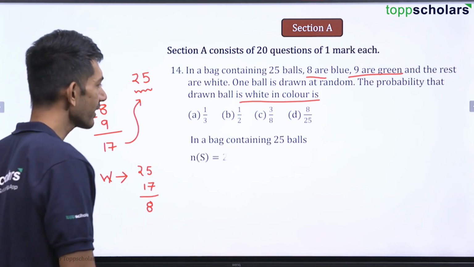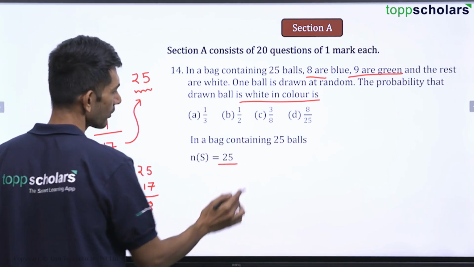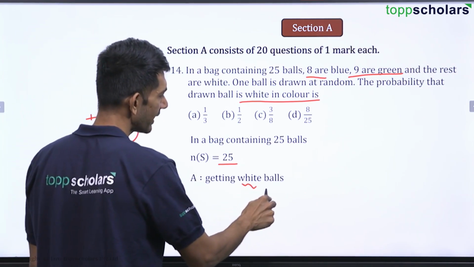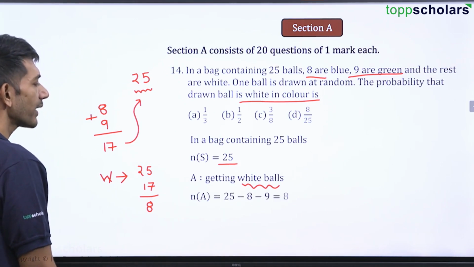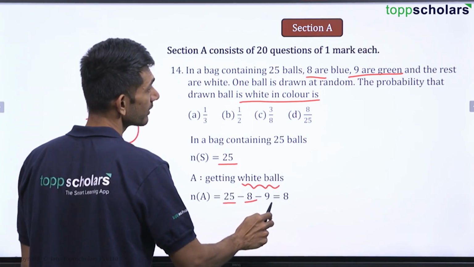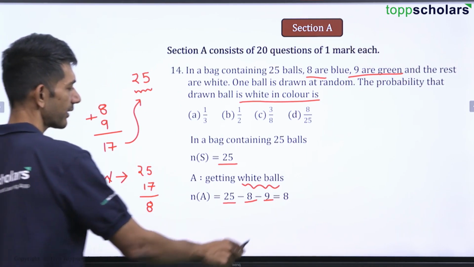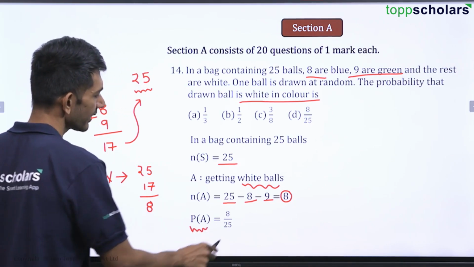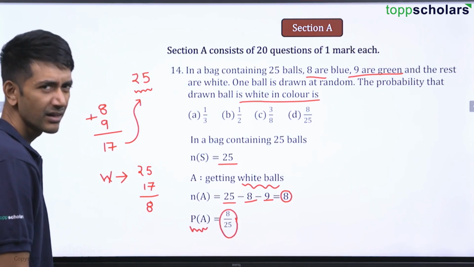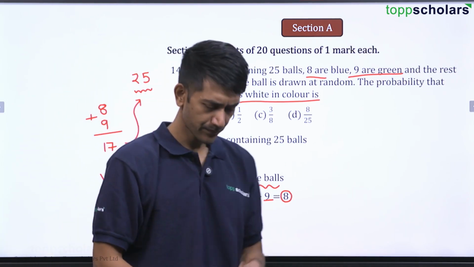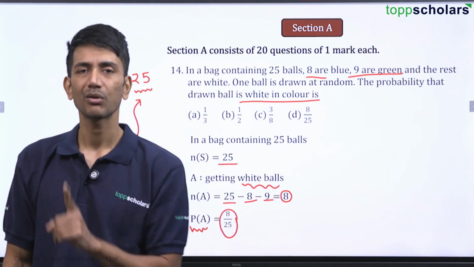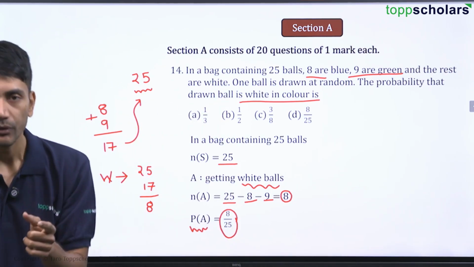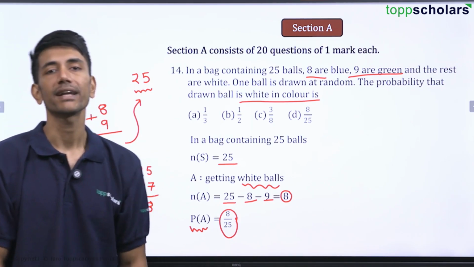So in a bag containing 25 balls, that is the total number of balls are 25. So n of S is 25. Then let A be an event of getting white balls. Number of white balls are going to be 25 minus 8 blue minus 9 green, that is 8. So I can say that the probability of the event A is 8 by 25. Easy. Because what is the formula for probability? Number of possible outcomes by total number of outcomes. Number of possible outcomes with respect to white color are 8. Total number of outcomes are 25. So 8 by 25 is the final answer.